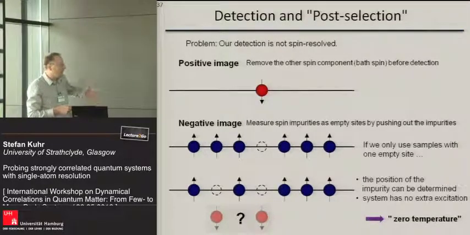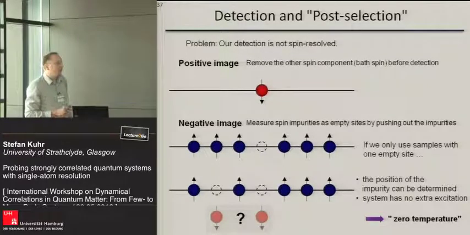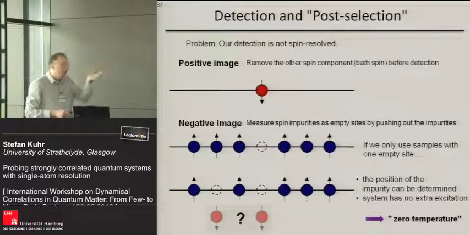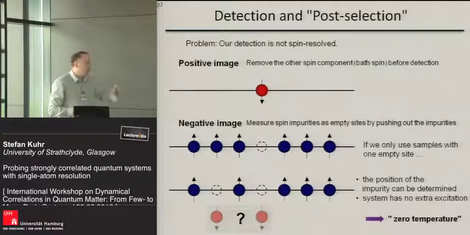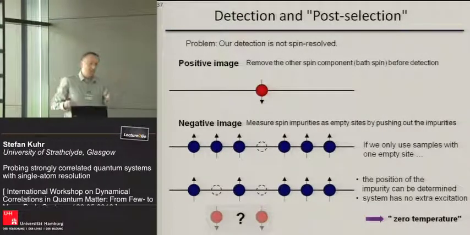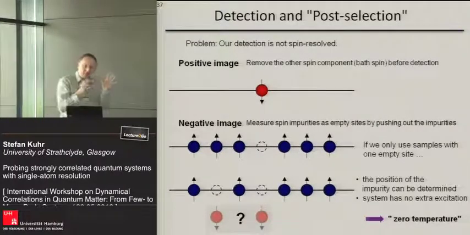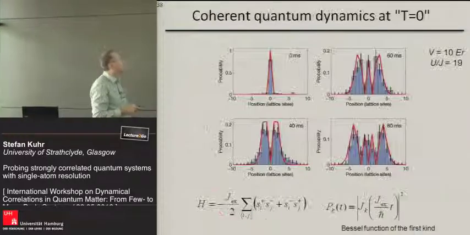Basically, when we do this experiment and evaluate our data, we will only use the samples with one empty site. Then we know that this empty site, where we can prepare the impurity with very high fidelity, indeed has to be the impurity, and the system has no extra excitations. With this post-selection, we can artificially select a zero temperature subset of the data.